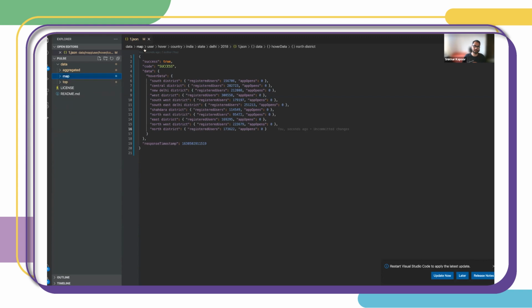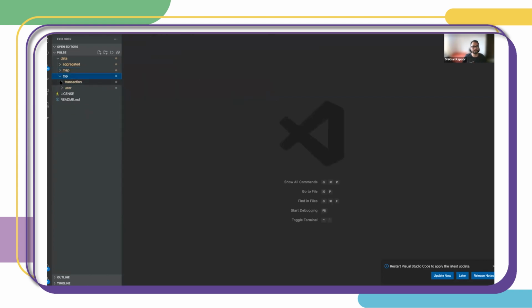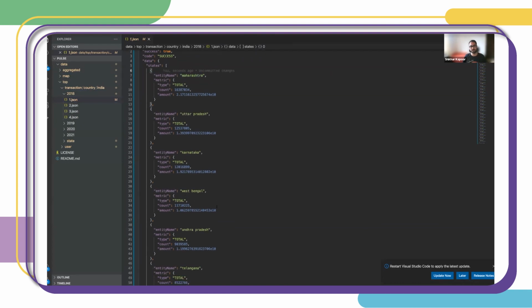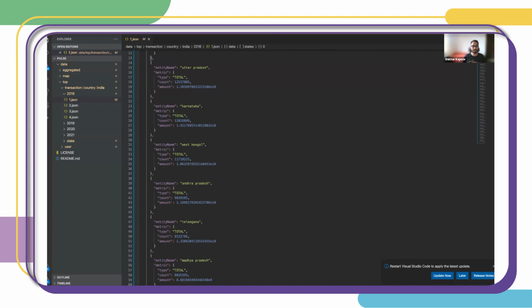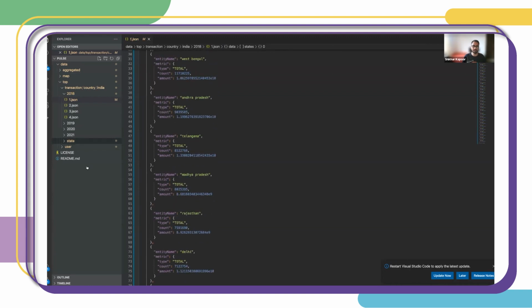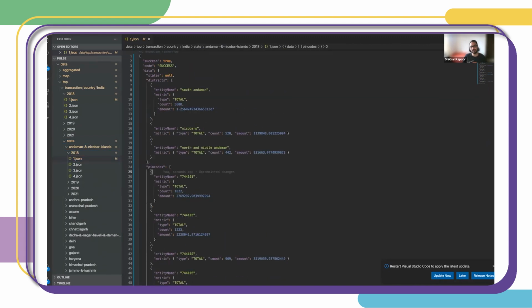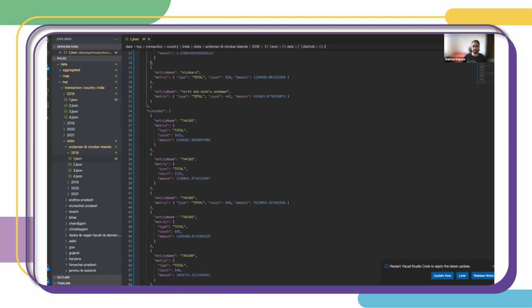Again, finally moving to the final cut, which is top. What we show here is the TPV and the count for the top 10 states, partitioned by state. So you see, these are the top 10 states in terms of the TPV and the transaction count. And similarly, if I go inside the state data, for a particular state you'll see the TPV and the count for every district inside the state.